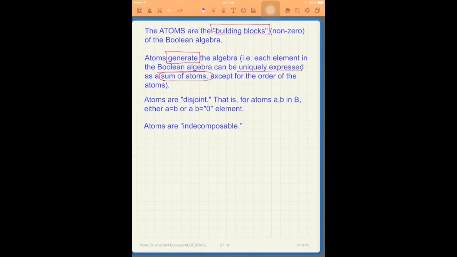Now, atoms are disjoint. What that means is if you called two atoms A and B in your Boolean algebra, then either they're the same atom, A equals B, or their product would have to be the 0 element. You can think about sets again if you want to. It just means that you don't have any overlap, so they're disjoint. Now, atoms are indecomposable, which means that they're the smallest possible of these building blocks.